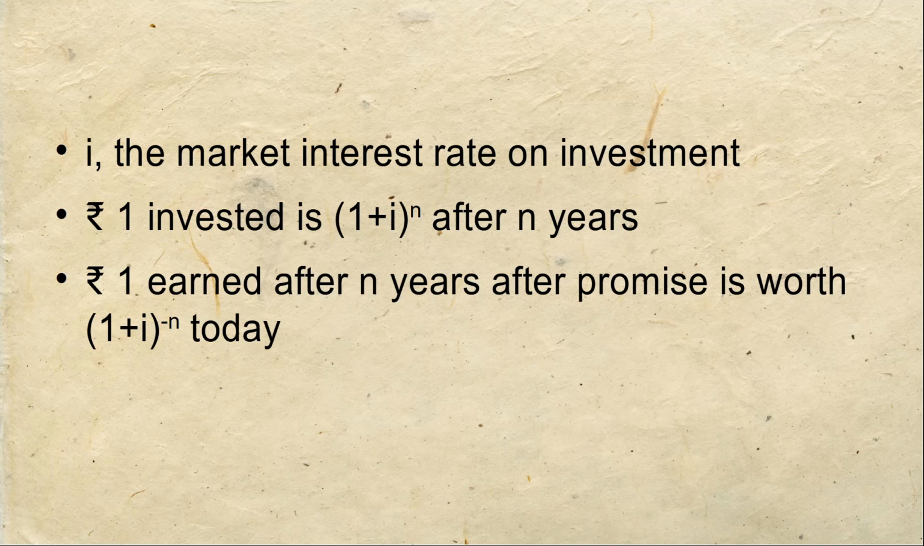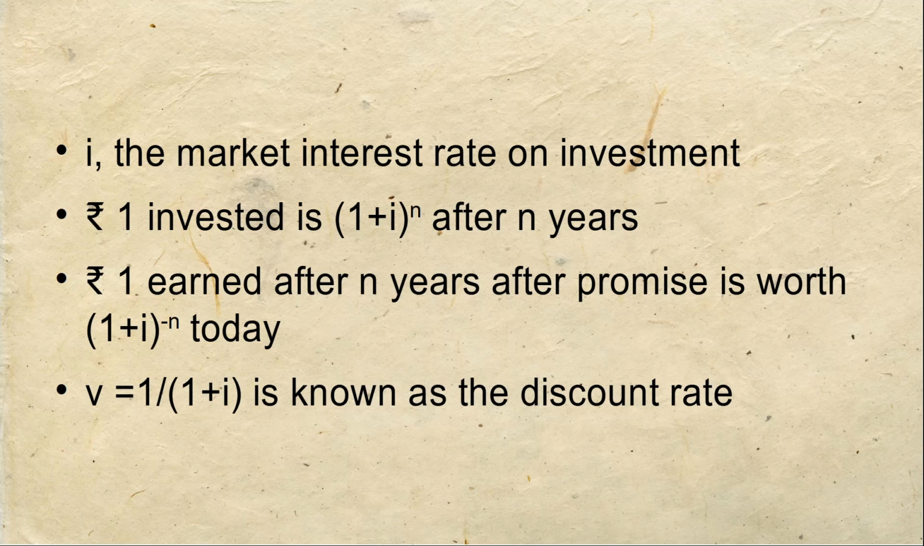Let's take today as 0 years and let's take n as 10 years. Now 10 years hence, if we earn rupee 1, its value today is going to be (1 + i)^-n. Now let's further explore this. Before that, nu is going to be 1 over (1 + i). This is also known as the discount rate.